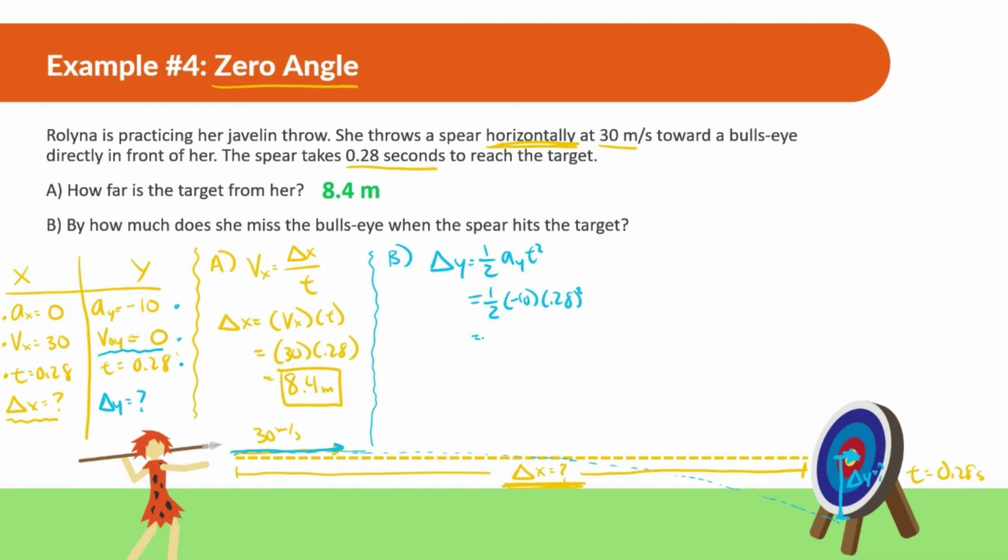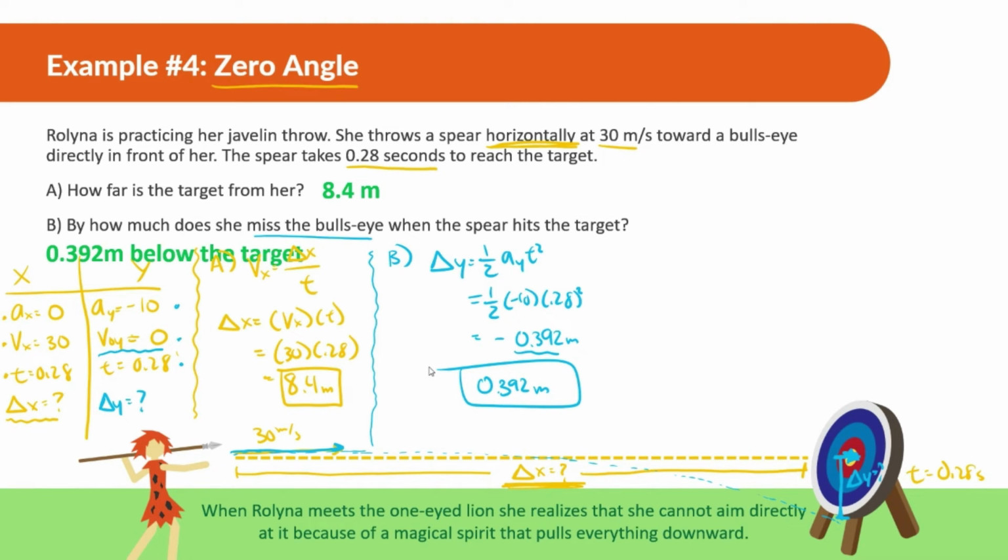And let's put this into our calculator. And we get negative 0.392 meters. But it just says how much does she miss the bullseye, so we don't need a negative there. We could just say 0.392 meters. Okay? All right. When Rolyna meets the one-eyed lion, she realizes that she cannot aim directly at it because of a magical spirit that pulls everything downward. All right.